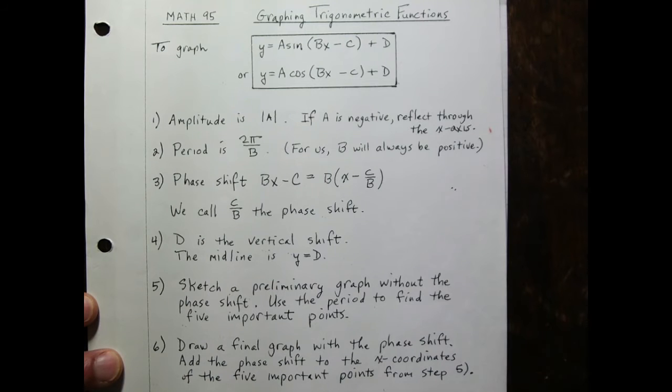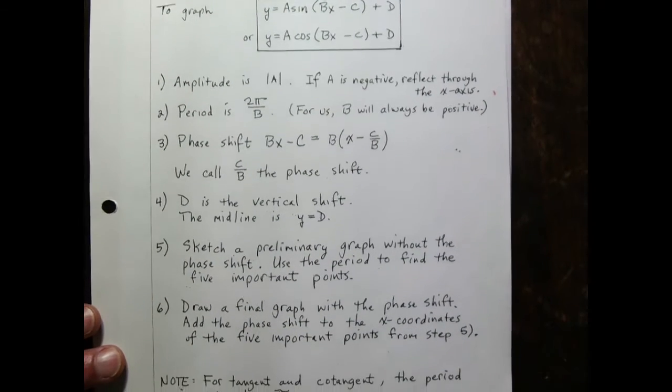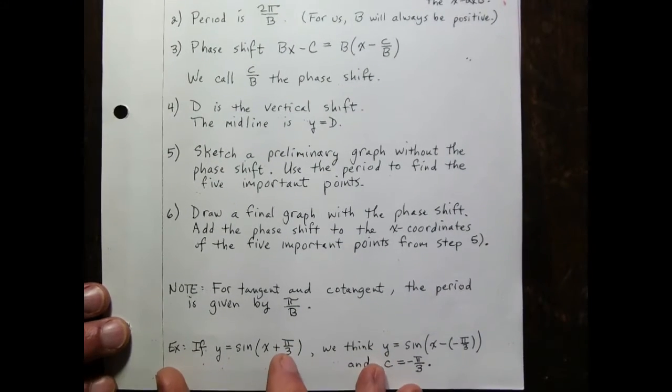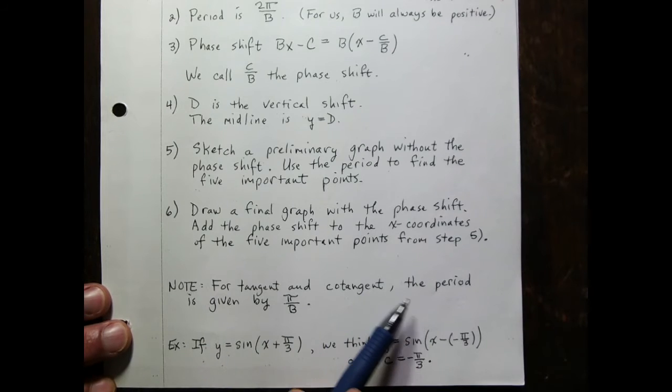We've actually done that once. If you could draw the final graph without the preliminary graph, I would accept that, but I think it's a lot easier with the preliminary graph. And just a couple more points here at the bottom. When we get to tangent and cotangent, which is further down the line, the period is given by a different formula because they have a different period to begin with.